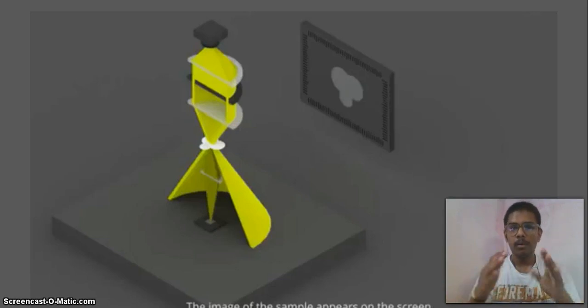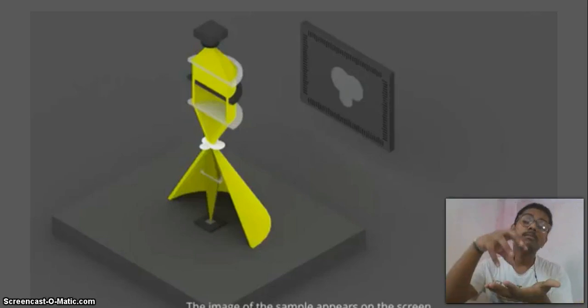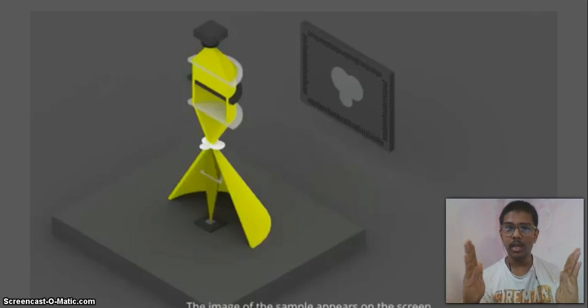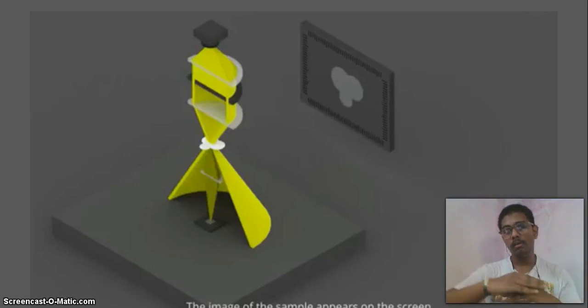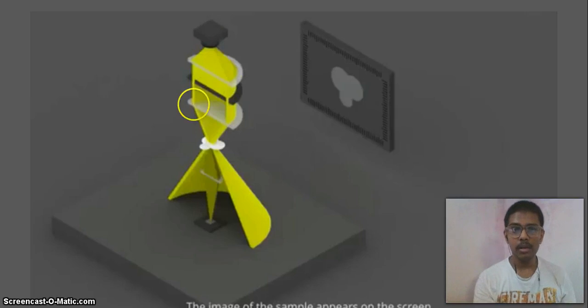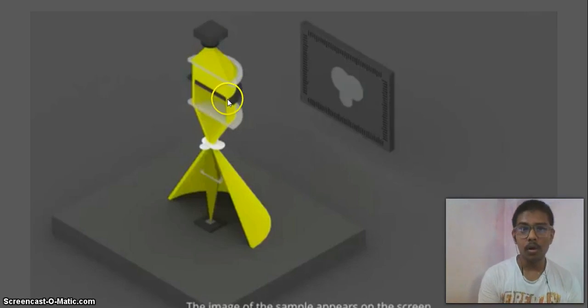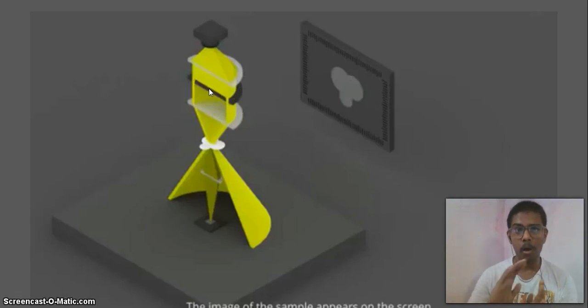So whenever you put that opaque disc in the pathway of light, only the light from the edge will come out after that condenser lens. So no central light will come out. As you can see here, no central light will come out. Only the edge light will come out. Central light is blocked by a disc.